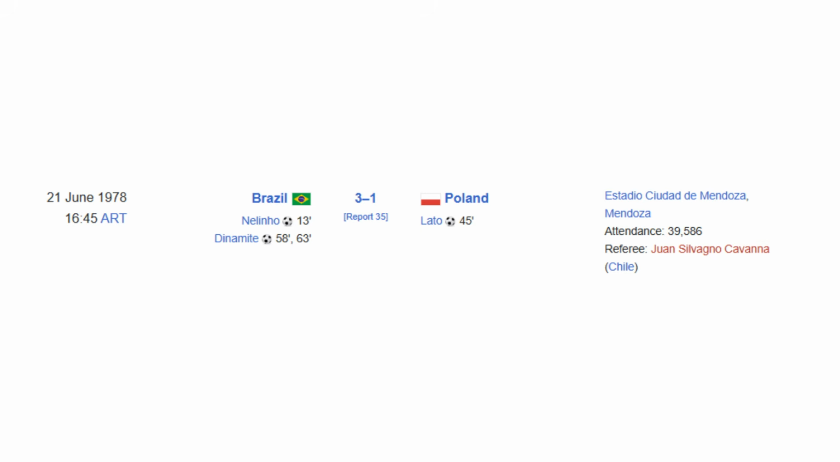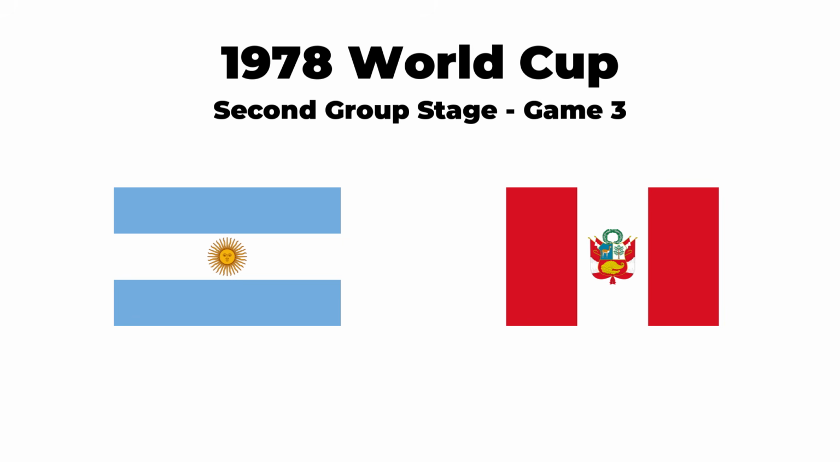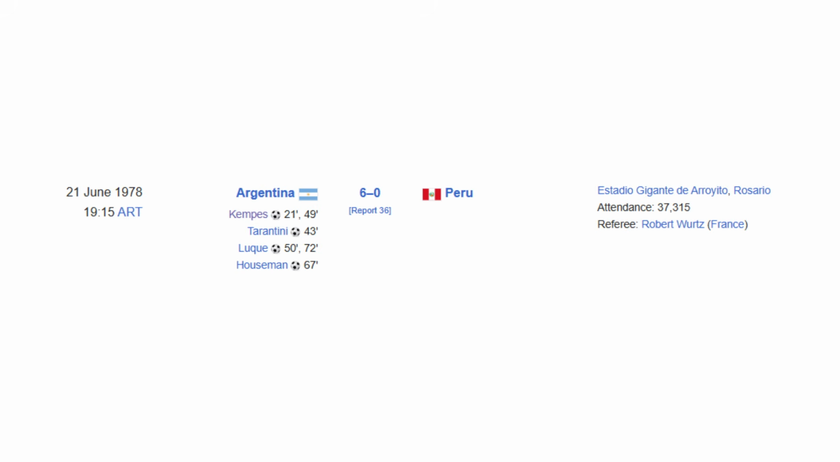Brazil played Poland a few hours before and won 3-1. Because of that, Argentina had to win 4-0 over Peru. Argentina won 6-0 over Peru. Absolutely not suspicious at all.